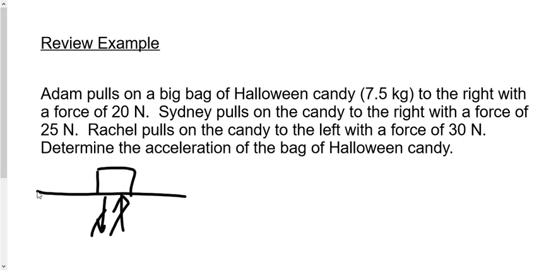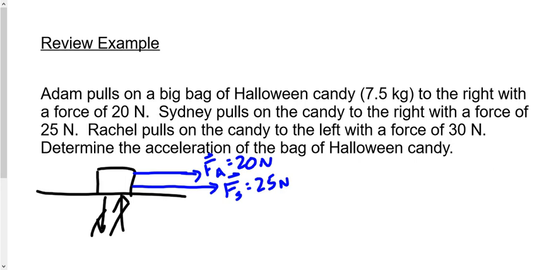All right, what else we got here? Adam pulls it to the right with 20 newtons. So let's make the force of Adam to the right 20 newtons. We're going to call that Fa. Sydney is pulling it to the right with a force of 25 newtons. That's going to be slightly bigger than the force of Adam. Call that Fs for the force of Sydney, 25 newtons. And then we've got Rachel pulling it with 30 newtons to the left, which we should make longer than both of those. We'll call that Fr. Now, if you wanted to make those F1, F2, F3, that would be fine. It doesn't make any difference.